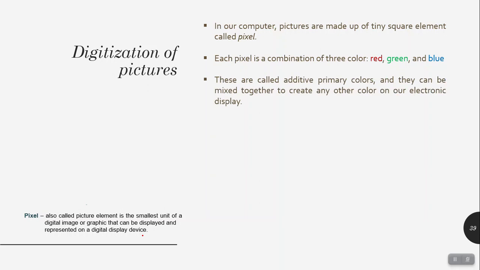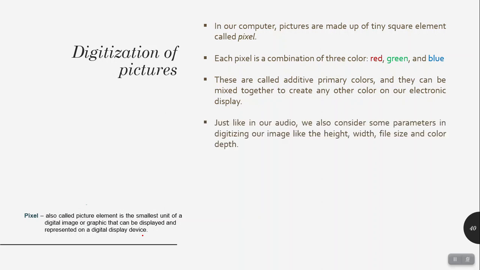And for the last part, the digitization of pictures. In our computer, pictures are made up of tiny square elements called pixels. A pixel, or picture element, is the smallest unit of a digital image or graphic that can be displayed and represented on a digital display device. So each element or pixel is a combination of three colors: red, green, and blue. These are called the additive primary colors, and they can be mixed together to create any other color on our electronic display.